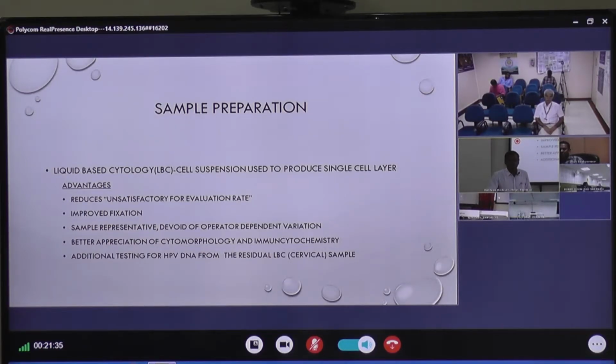If we proceed in the conventional way, the material is collected by spatula, only a small portion of that is kept on the slide, and the smear is prepared and examined. The rest is discarded. But if we make a cell suspension from that material and prepare liquid based cytology smears, then additional material can be submitted for HPV testing.